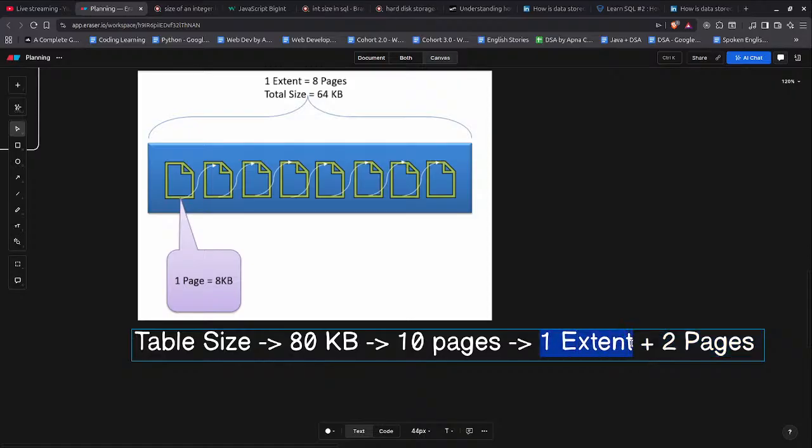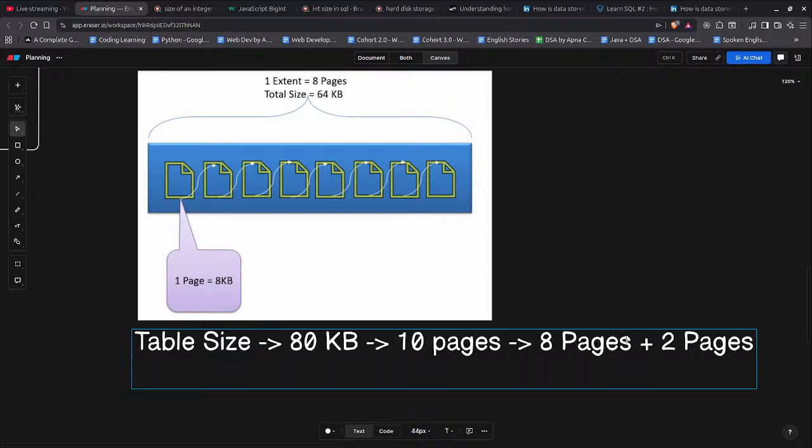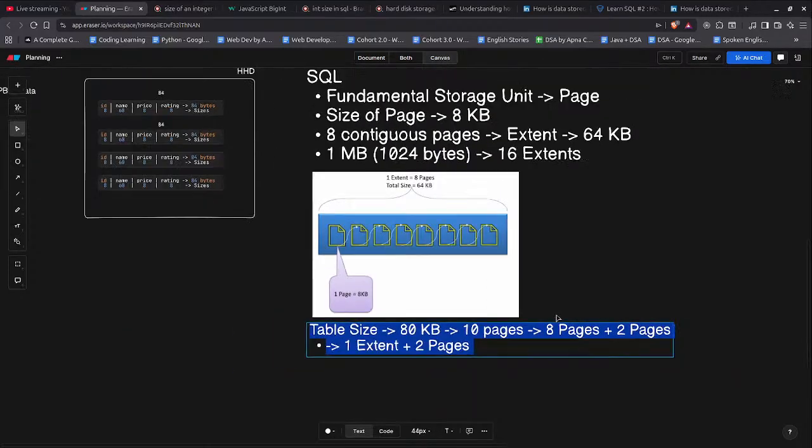I can even make it better: 8 pages plus 2 pages, and if I go further, that's going to be equal to one extent plus 2 pages. So this is how it's going to go. It does make sense anyway.